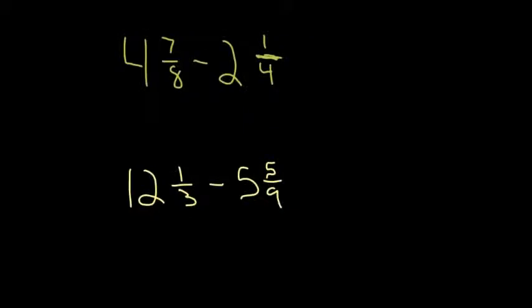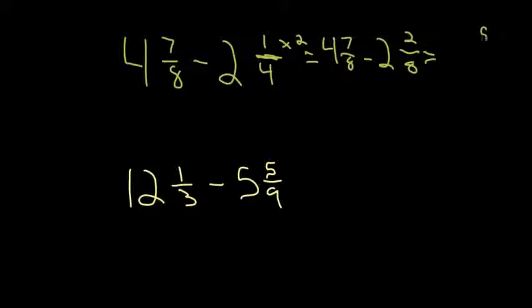Alright, so let's do some subtraction. So I have 4 and 7/8 minus 2 and 1/4. So I can turn that 1/4 into 8s by multiplying by 2. So I'm going to multiply that by 2. So I get 4 and 7/8 minus 2, and then 2 times 1 is 2 over 8. So I always need to subtract my fractions first. So 7 minus 2 is 5. So I get 5 over 8, and then 4 minus 2 is 2. So my final answer there is 2 and 5/8.